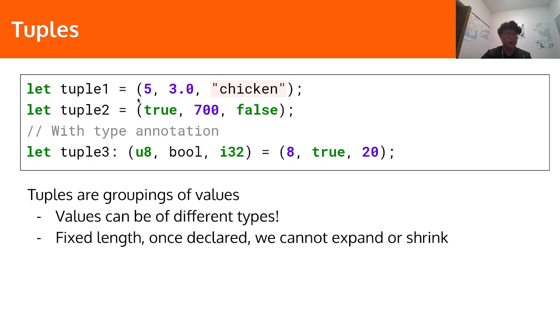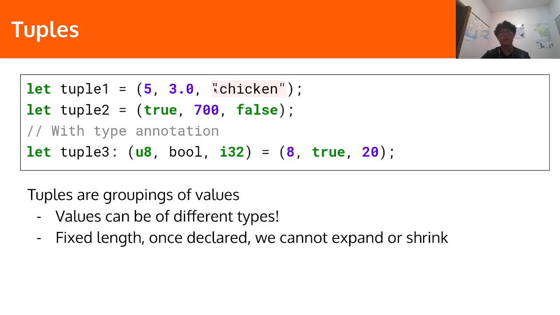A tuple is defined by brackets like this, with comma separated values inside the tuple. The interesting thing about tuples is that the values in the tuple can have different types. For example, in this tuple 1, we have three elements. The first one is an i32, which is what Rust defaults to. The second one is an f64, like a float, and the last one is a string reference, right?